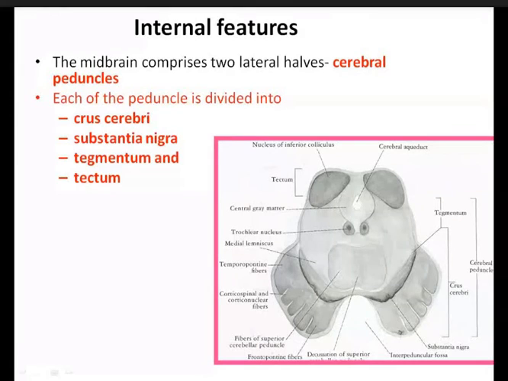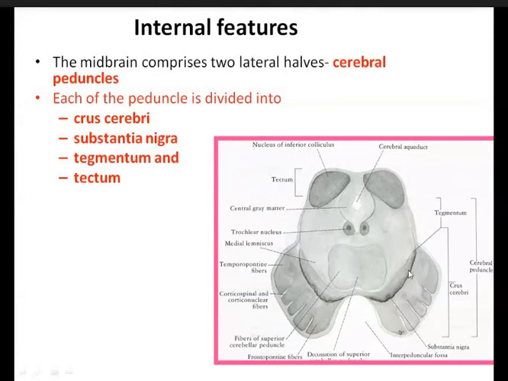So move on to the internal features. The midbrain comprises two lateral halves, the cerebral peduncles, one on each side. These are the two cerebral peduncles. Each peduncle is divided into the crus cerebri. Here we can see the crus cerebri, from here to here.